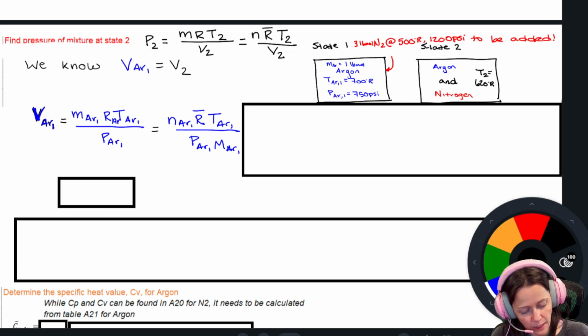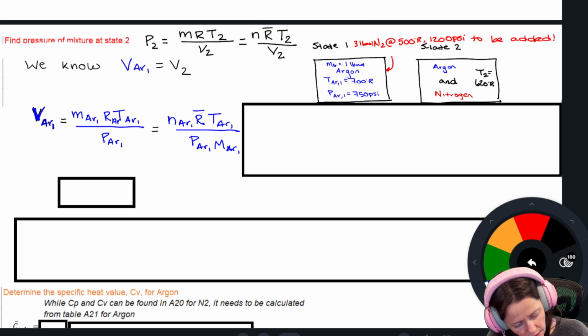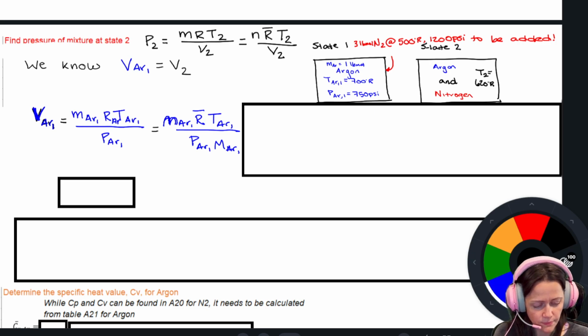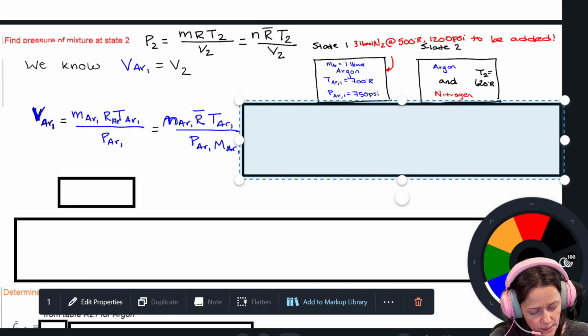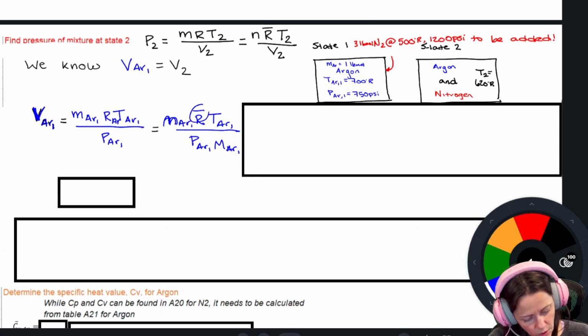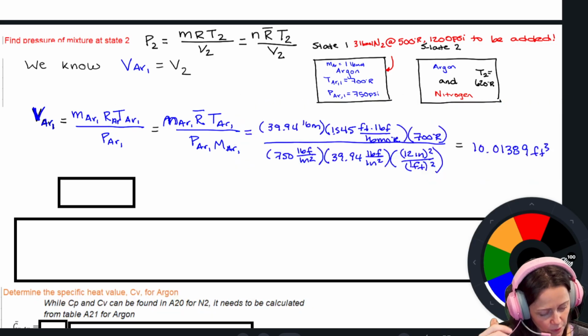Notice that because I've got things in terms of N and R bar, you do need to divide by your, actually no, wait a minute. To have something a little bit squirrely. Oh no, this is fine. Sorry, that's fine. Yeah, because if I keep this as mass, this R bar divided by molar mass, that is the specific gas constant of my argon. So, okay, perfect.